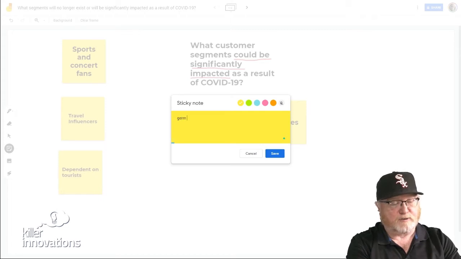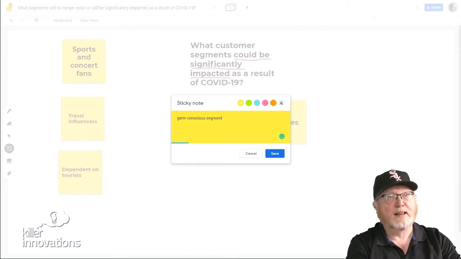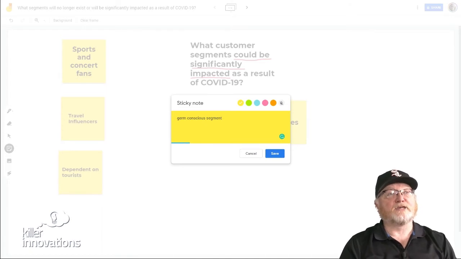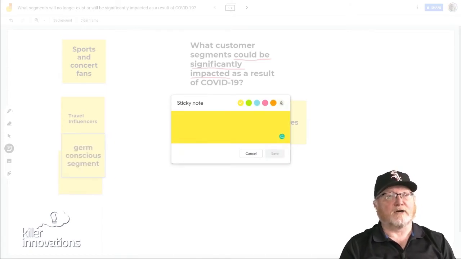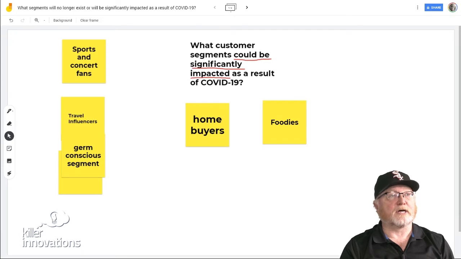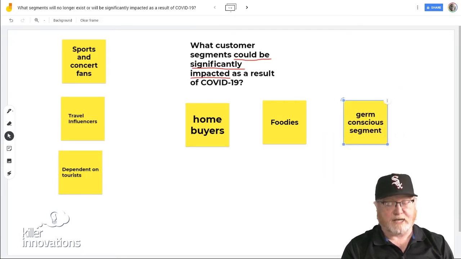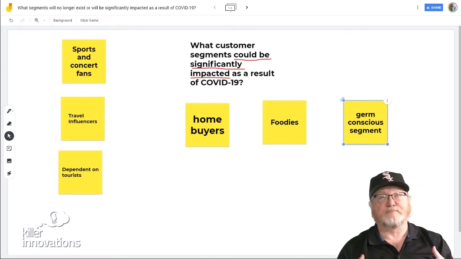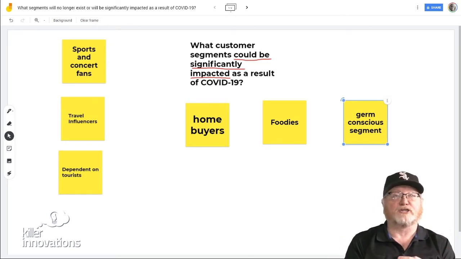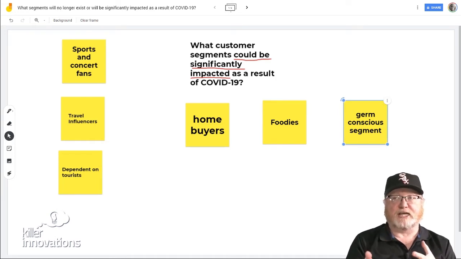And the other one is what I would call the germ conscious segment. And these are the people like, if you're not familiar with Howie Mandel, who is on America's Got Talent. These are people, I think everyone's going to become much more conscious of germs. They're, what do you touch? Howie does not shake hands. He doesn't do doorknobs. I think we're all going to become more of that.